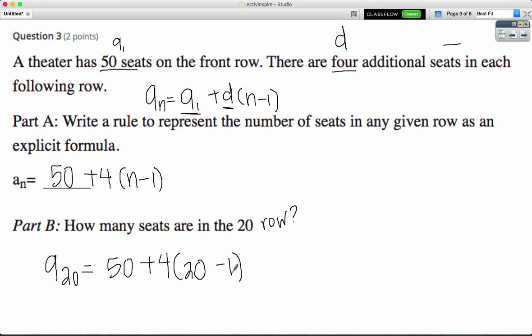So 20 minus 1 would give us 19. We would do 4 times 19. That would give us 76. And then 76 plus 50 would give us 126. So there are 126 seats in the 20th row.